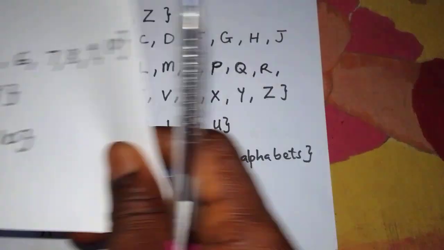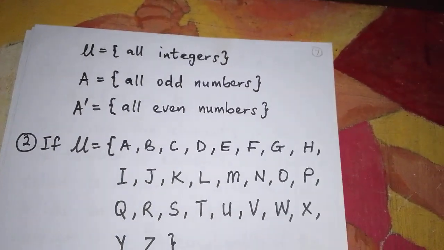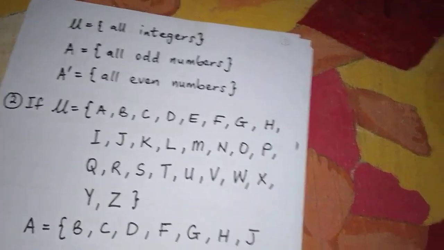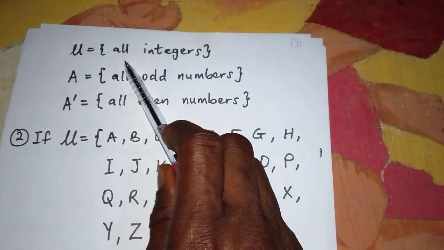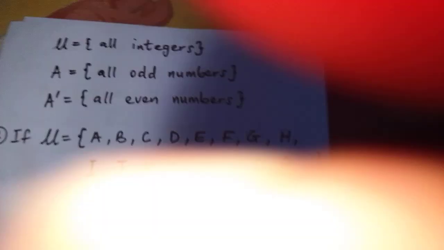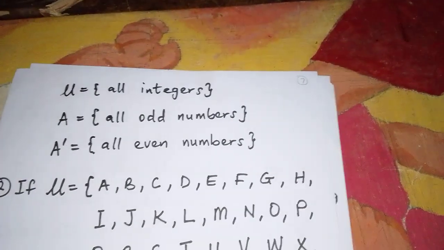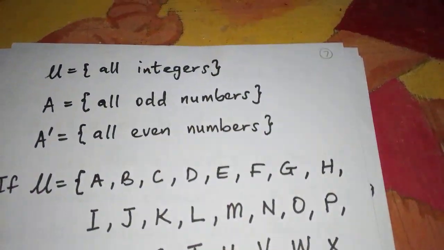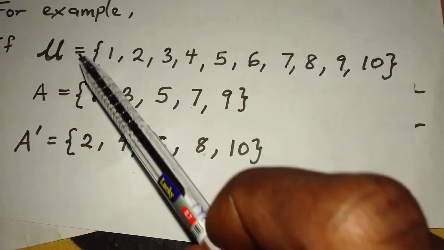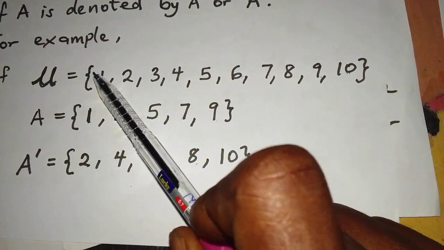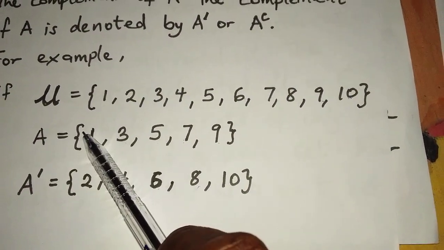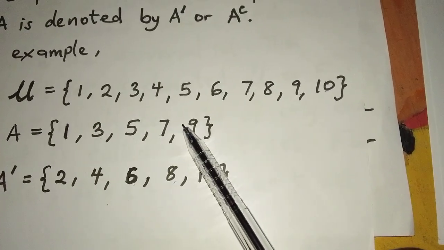Let's do another example. If you have all integers, you can say that in set A you are having integers. Integers are whole numbers. When you talk of integers, we mean whole numbers. And in set A, you have all odd numbers. Like the example we did here, the universal set has the integers, the whole numbers from 1 to 10. In set A, you have the odd numbers from 1 to 10.